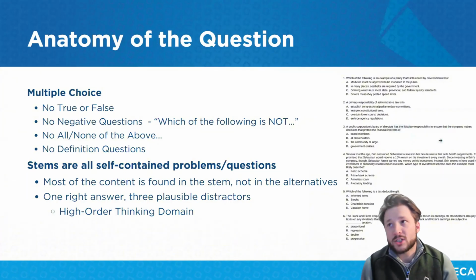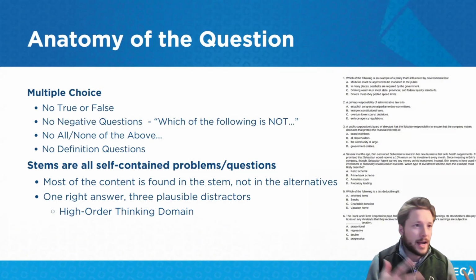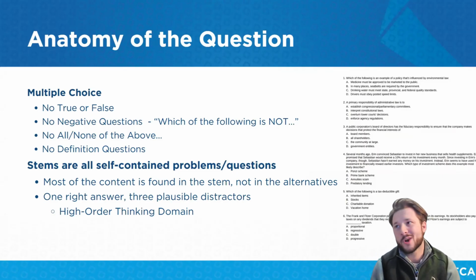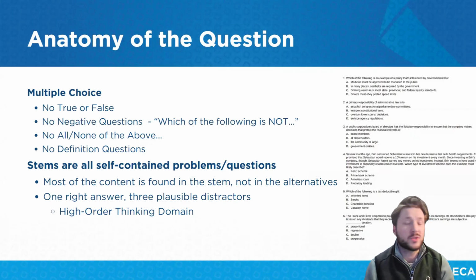The anatomy of the question: how is the question produced, written? What are the members going to see? So like I said before, they're all multiple choice. They're all A through D multiple choice. No true false, no negative questions, like which of the following is not, or which is true except, nothing like that. Likewise, no all of the above or none of the above. No definition questions or vocab questions.